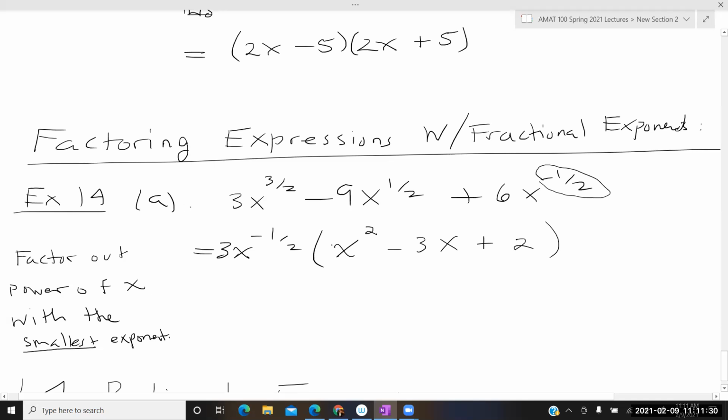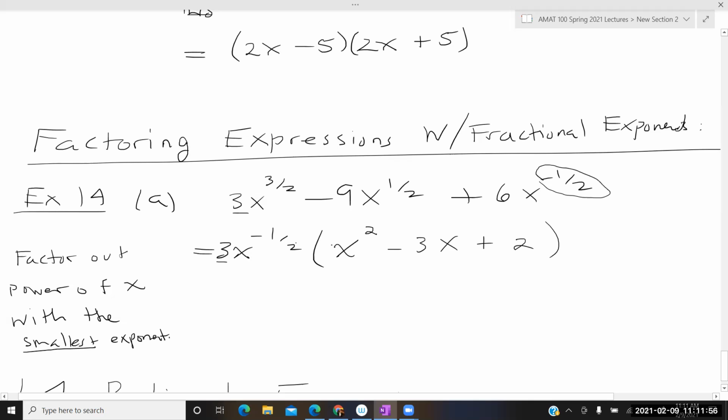So this is example 14a. The example asks you to factor this expression: 3x to the 3/2 power minus 9x to the 1/2 power plus 6x to the negative 1/2 power. So the smallest power of x that appears in here is x to the negative 1/2. And also we have to look at the coefficients. Remember, that's the first thing you do. Look at the coefficients. They all have a factor of 3, so we can factor out 3.